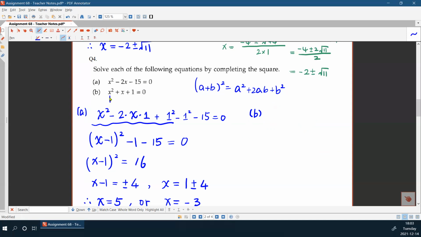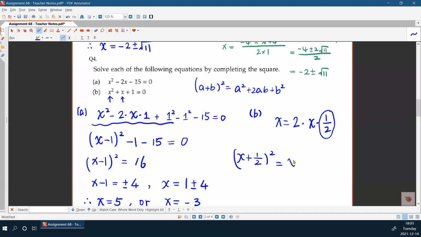So remember that this is our a squared. This is our 2ab, right? So x is actually 2ab. a is x, and the other number must be 1/2, right? x equals 2x times 1/2. So the other number is 1/2, right? And we're missing 1/2 squared. You understand? You can use (x plus 1/2) squared.